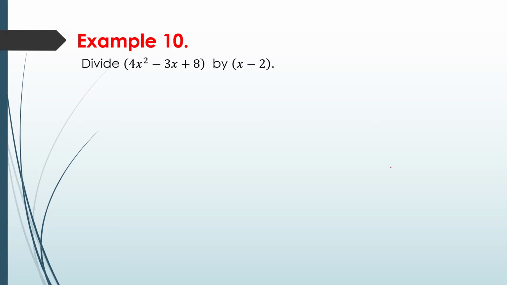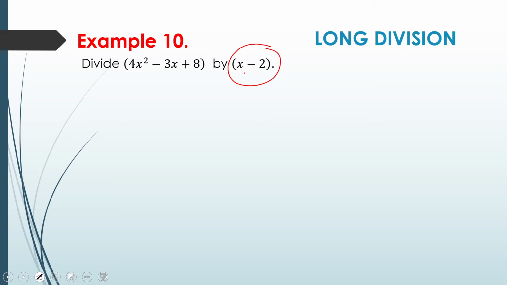Let's continue with the operation of polynomials. The next topic: a while ago we discussed dividing a polynomial by a monomial, meaning a one-term polynomial. But this time, what if our divisor is a binomial, two terms, just like here, x minus 2? There are two ways to solve this. The first is long division, and later on we will discuss synthetic division.